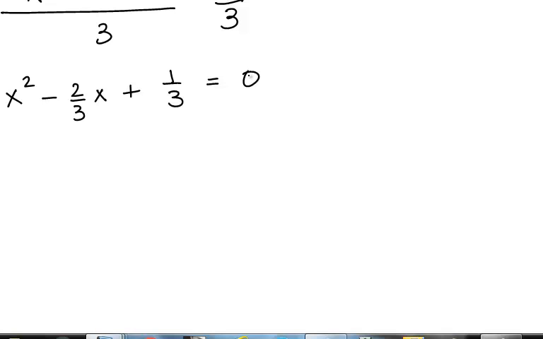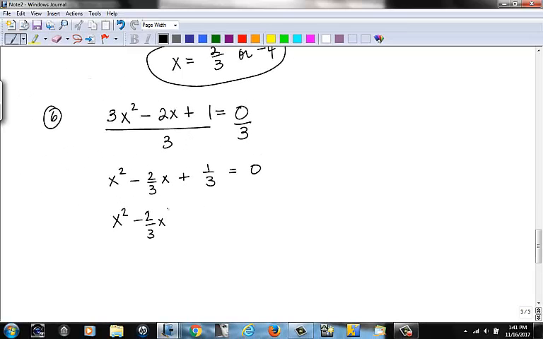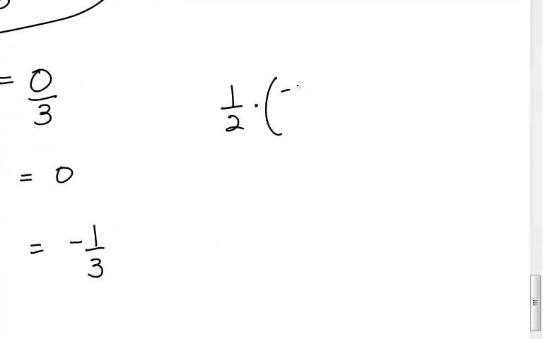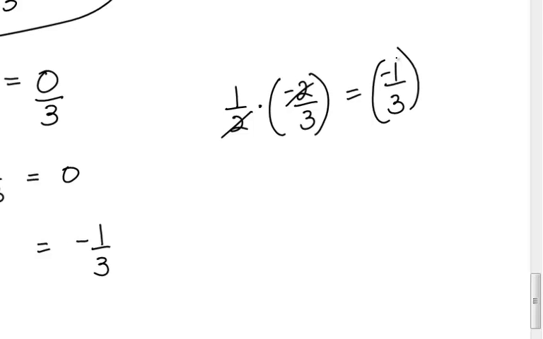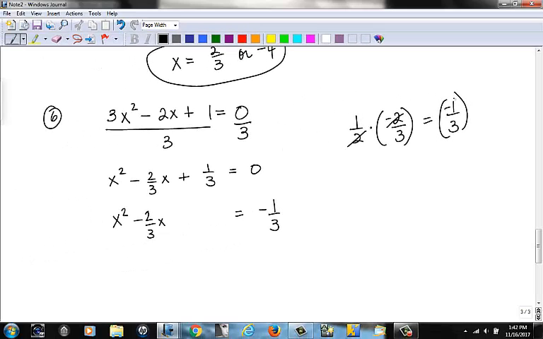Take the constant term over to the other side. So you'd have x squared minus 2/3 x, leave a space, equals a negative 1/3. Take half the coefficient of the linear term. Half of that would be negative 1/3, and if you add the square of that to both sides, no matter what the sign is, when you square it and add it, it's going to be positive, right?